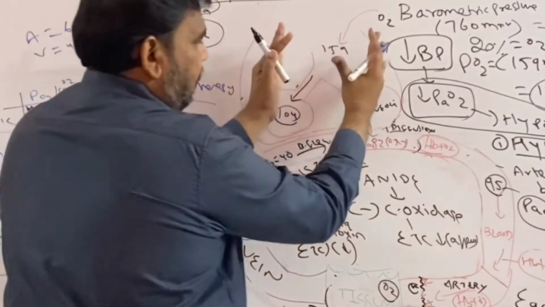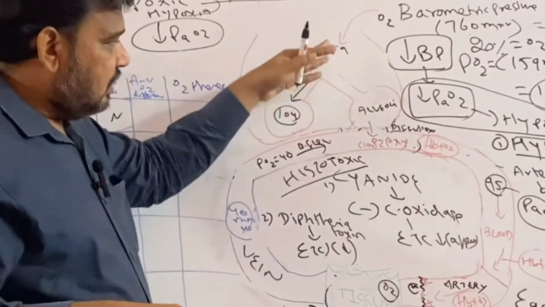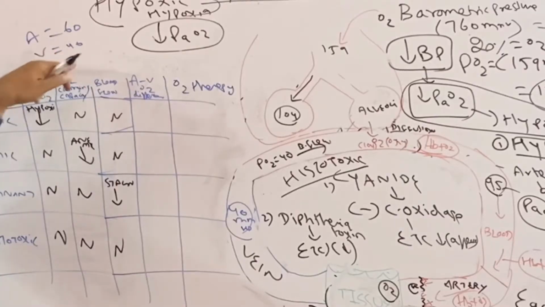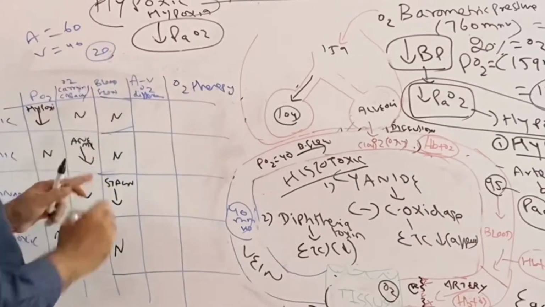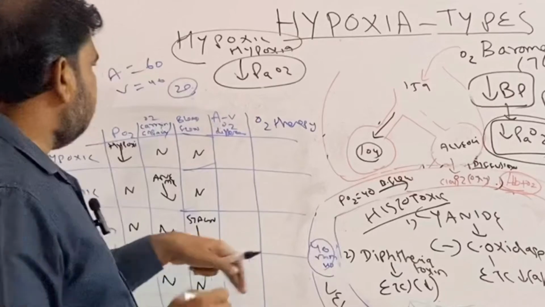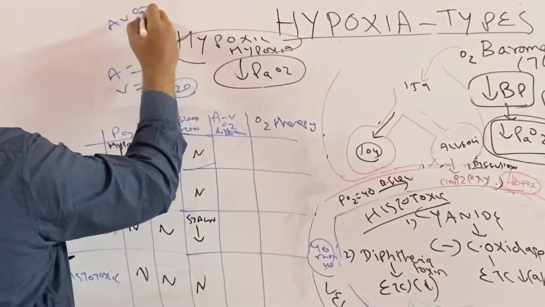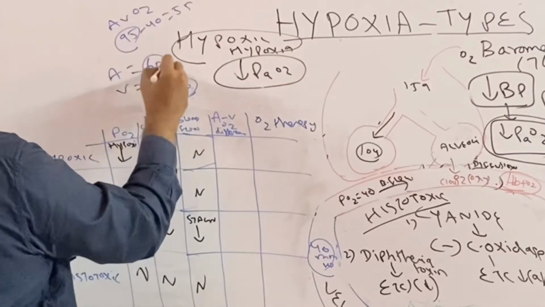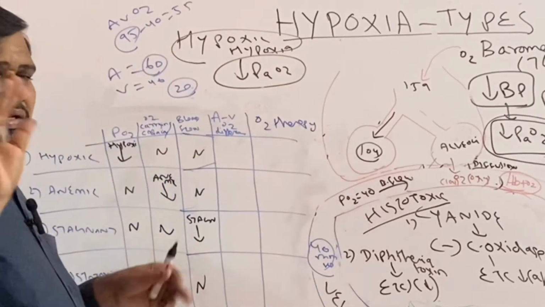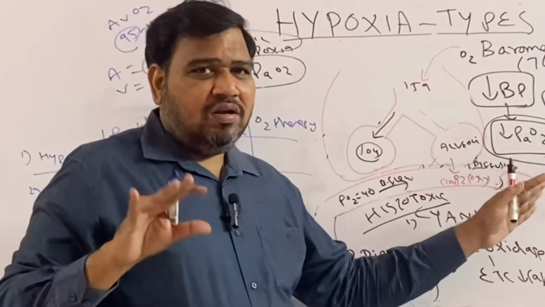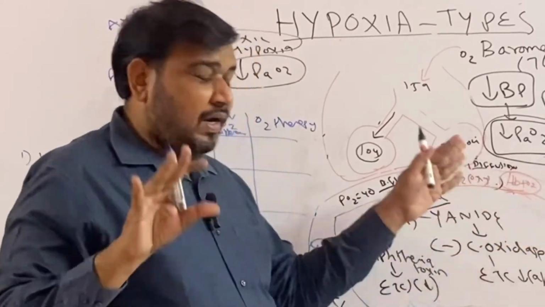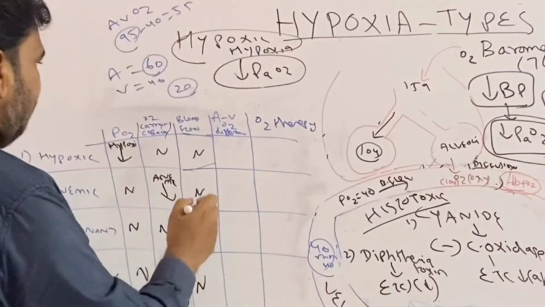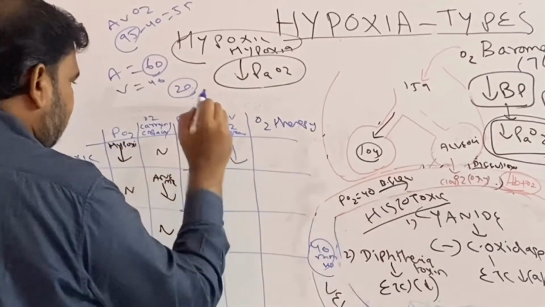But this is the problem: oxygen itself is less, the partial pressure itself is less. So instead of 95, now calculate 60 minus 40, which is 20. But normal AV oxygen difference is 95 minus 40, which would be 55. Since this 95 is reduced, the venous end remains the same. It's only the partial pressure of oxygen at the arterial end that is decreased in hypoxia. I am very specific: hypoxia. So the arteriovenous oxygen difference in hypoxia will be decreased.